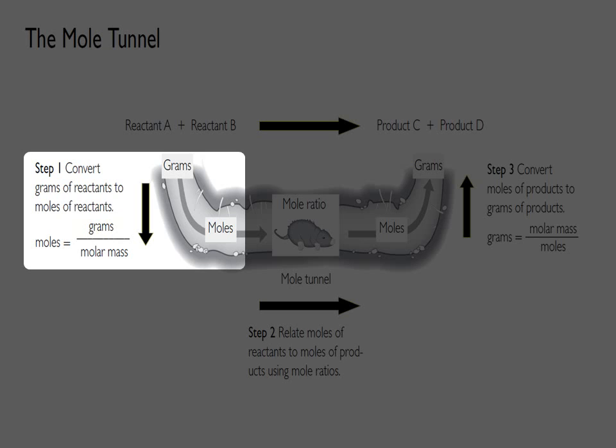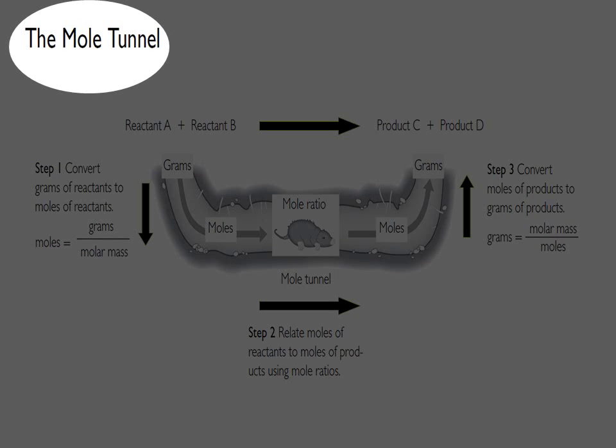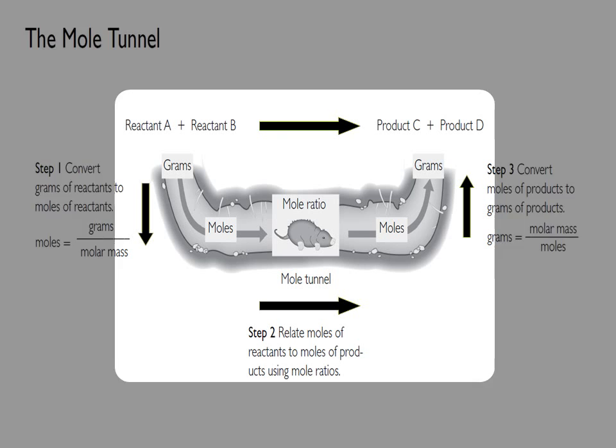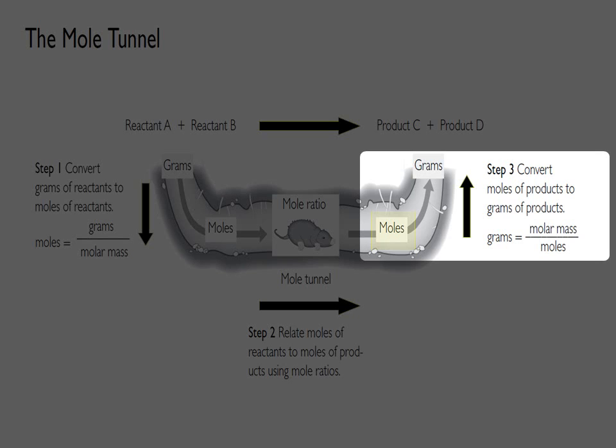This is done using the grams of the given amount and the molar mass of that substance. You can then travel through a mole tunnel, which relates moles of reactants to moles of products using mole ratios. This mole tunnel is the only way to move from one side of a reaction equation across the arrow to the other side. Once you have used the mole ratio in the mole tunnel, you can then convert that amount of moles into grams, again using the molar mass of your desired product.